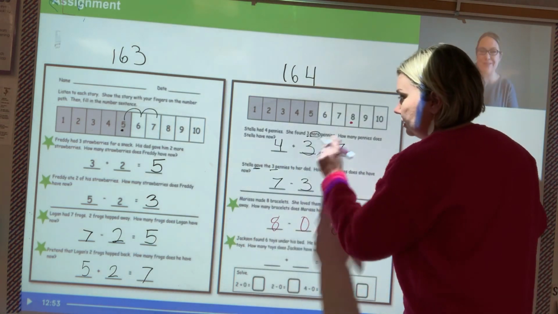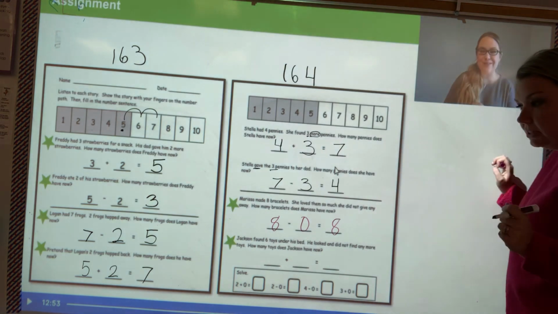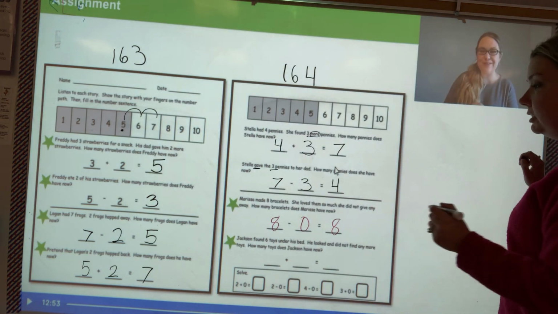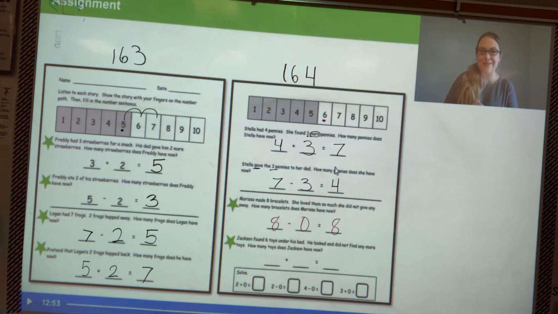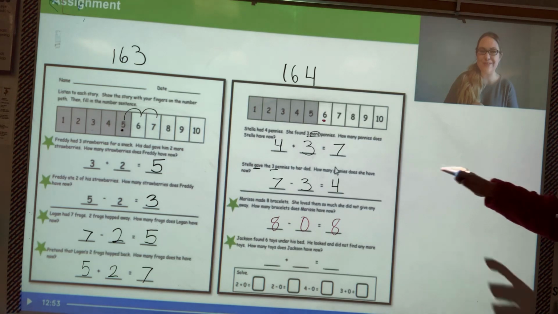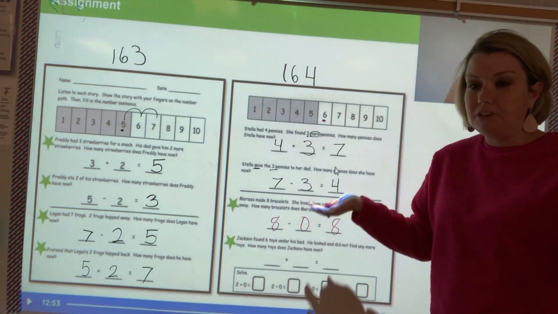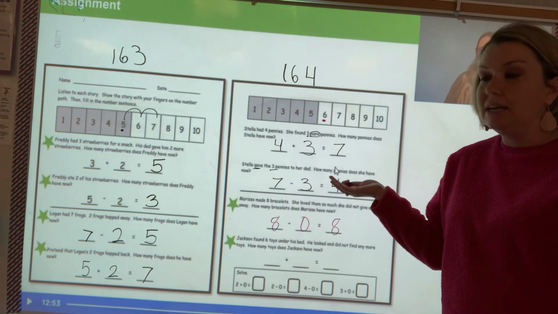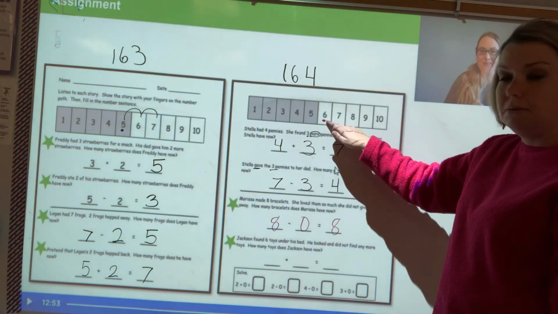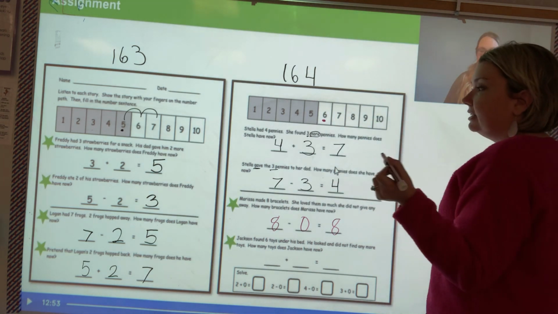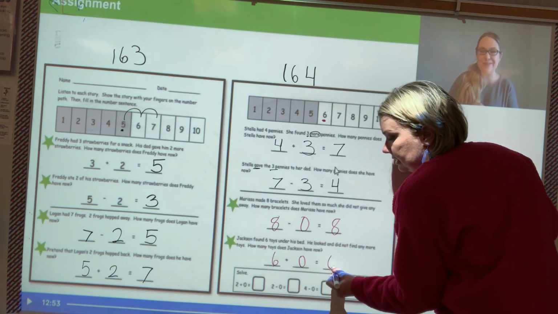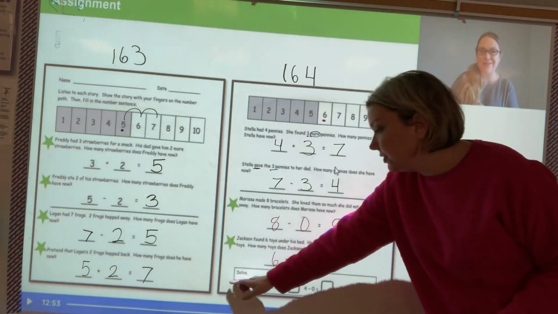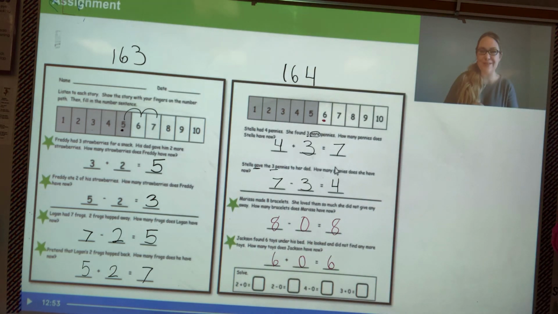Now, down here, it's the same concept. Jackson found 6 toys under his bed. He looked and did not find any more toys. So he's got 6. What number means he didn't find anything? 0. He moved 0, so what number are we still on? 6. So 6 plus 0 is still 6. And then solve your number sentences under here.